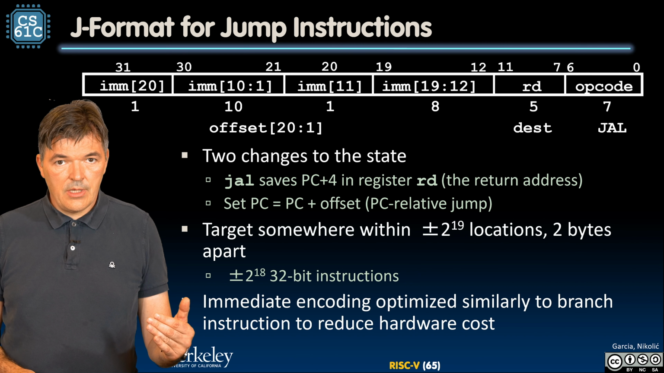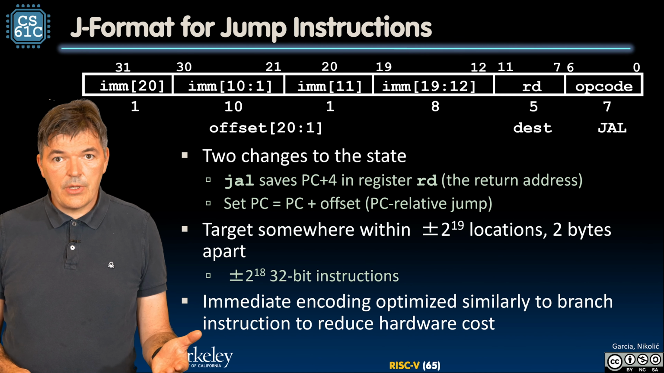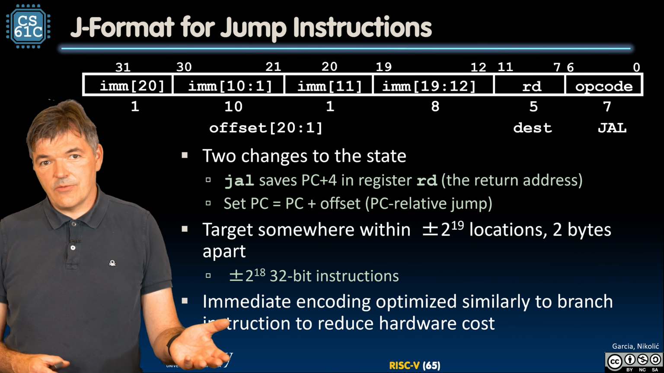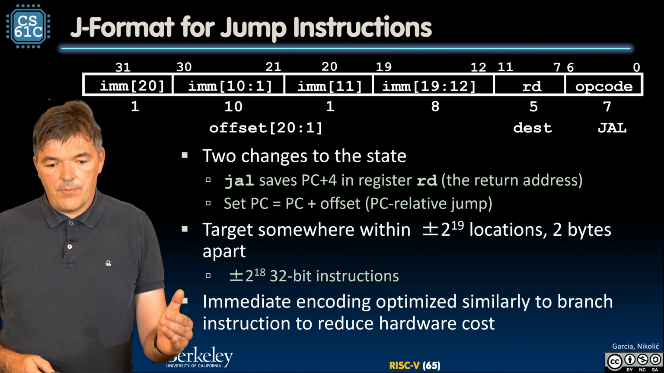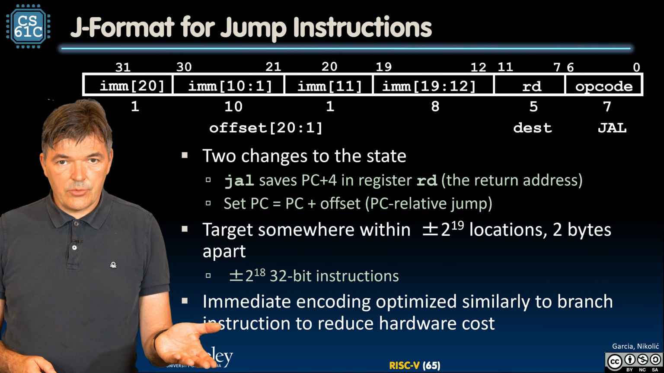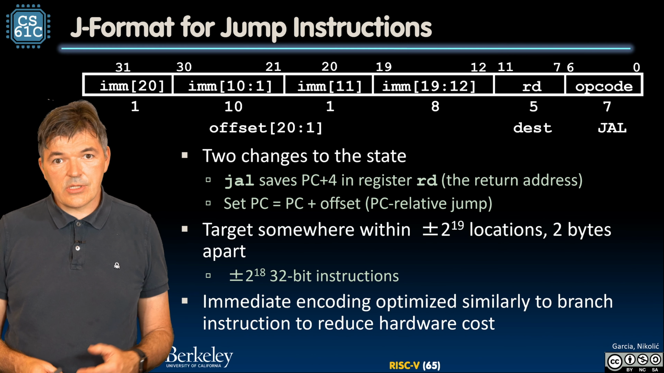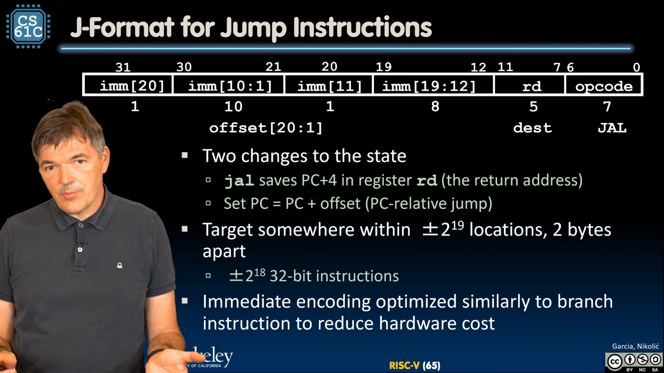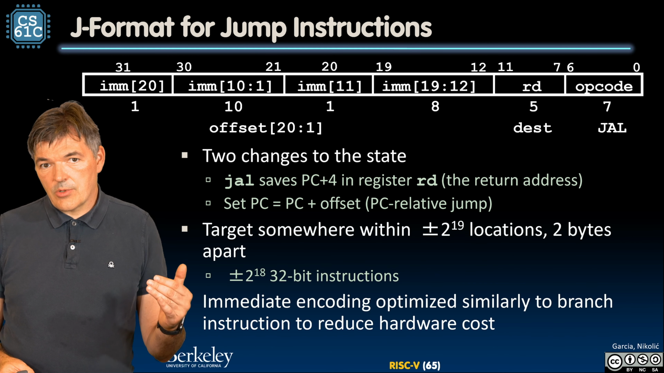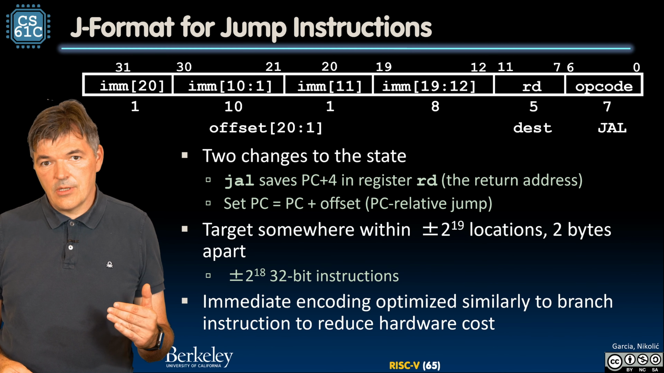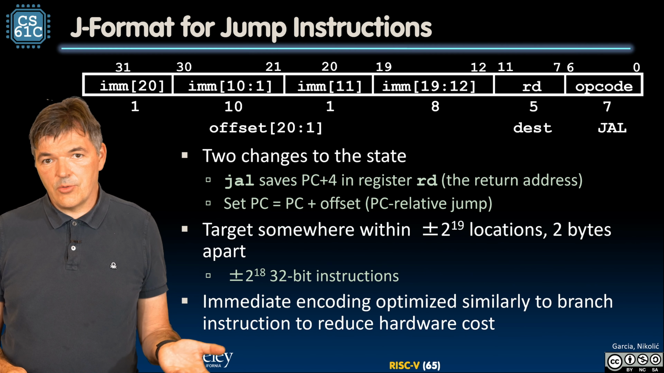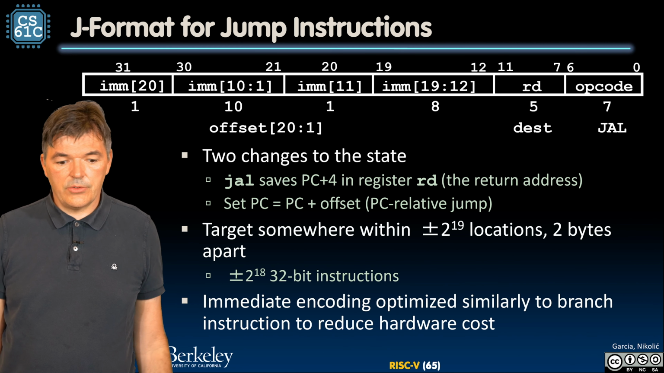So it performs a program counter relative jump, where we can jump anywhere that these 20 bits of the immediate allow us to do. So the target will be anywhere within plus or minus 2 to the 19 locations, and these locations are set to be 2 bytes apart to support the compressed instruction set, which means that we can jump anywhere from minus 2 to the 18th to plus 2 to the 18th 32-bit words in our code.